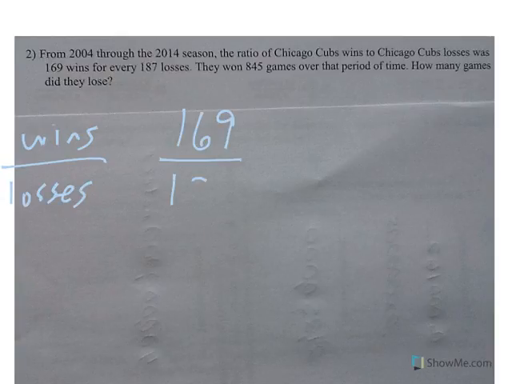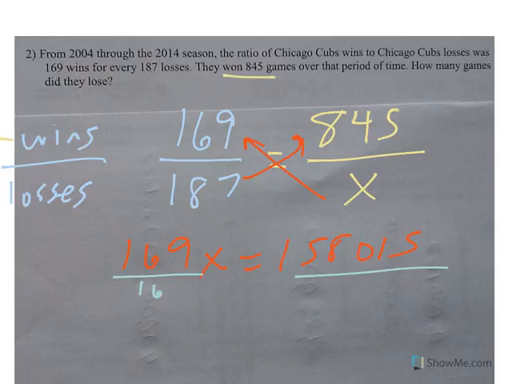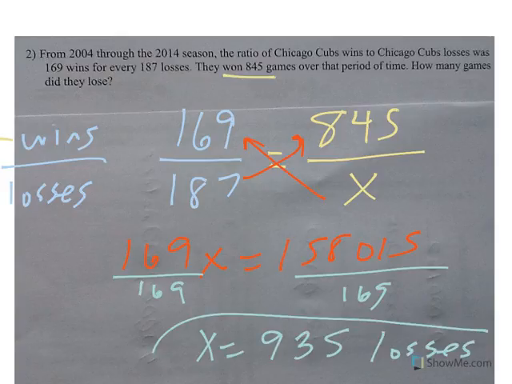In number 2, from 2004 to 2014, the ratio of Chicago Cubs wins to losses was 169 wins for every 187 losses. There's my first ratio. Then it says they won 845, so wins go on top. They won 845 games. How many did they lose? All right, cross multiply. So we have 169x equals 158,015. Divide both sides by 169, and they had 935 losses.